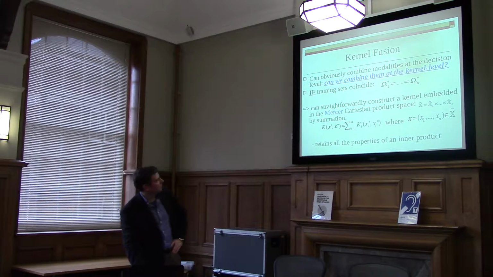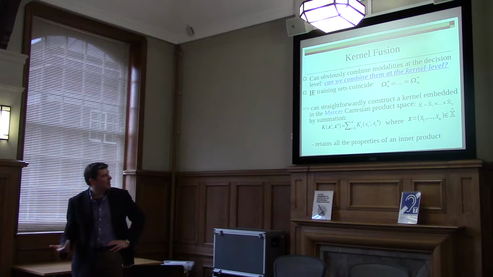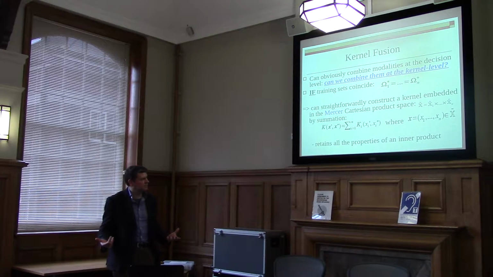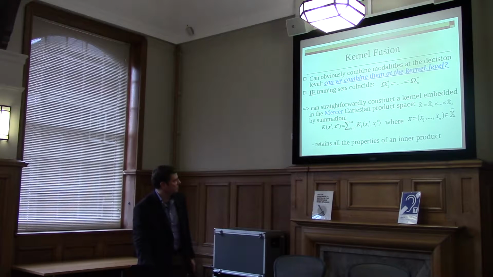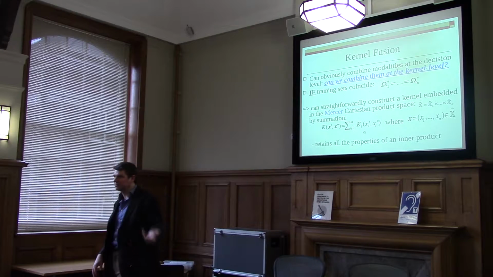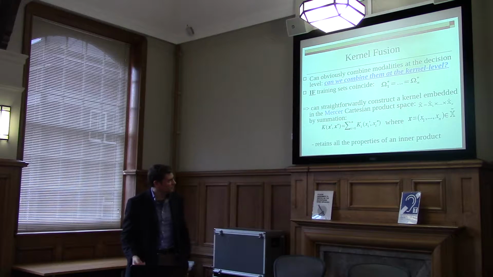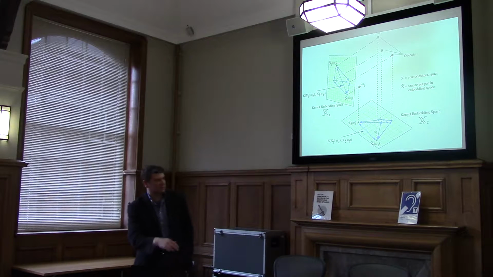So when you've got all of the information, you can straightforwardly construct a kernel in the composite embedding space created by the Cartesian product of the embedding spaces of each individual modality. And that corresponds simply to the sum over kernels. A sum over kernels is also a kernel, and that retains all the properties of any inner products, through the Bayes-Mercer conditions. So I've sort of represented this happy situation here.